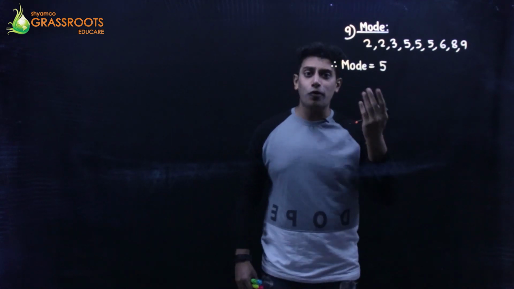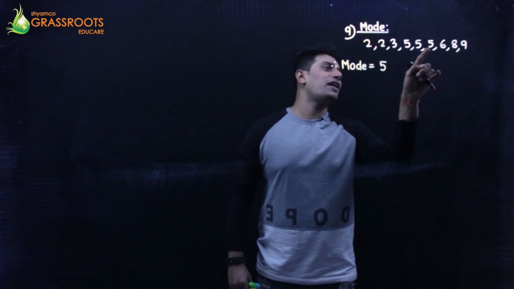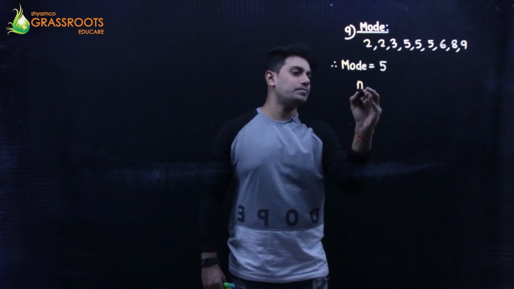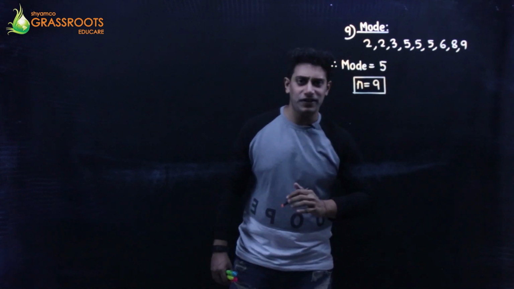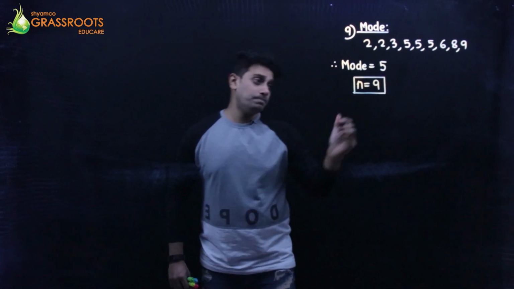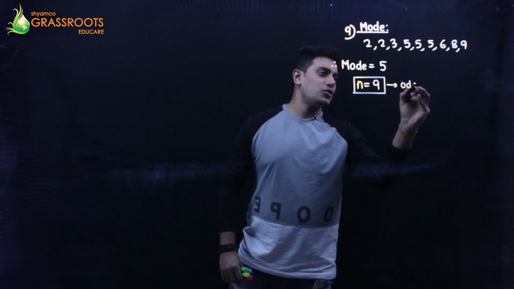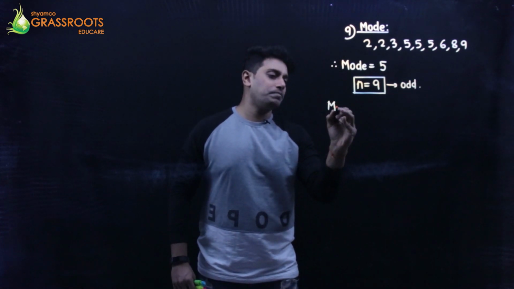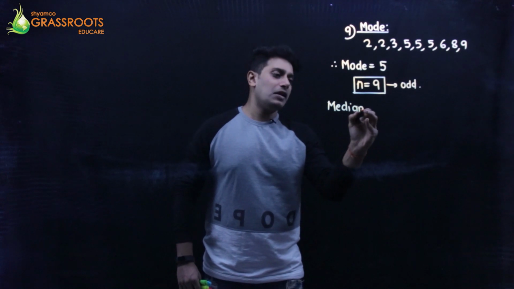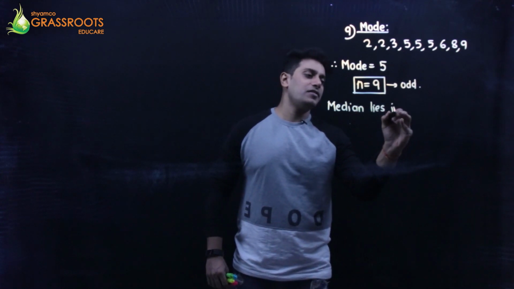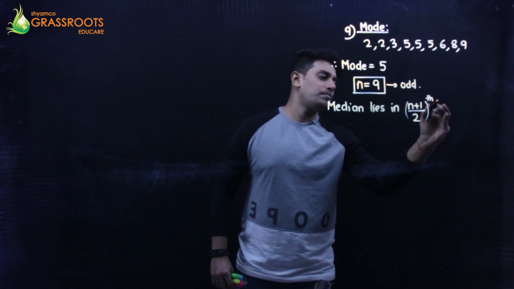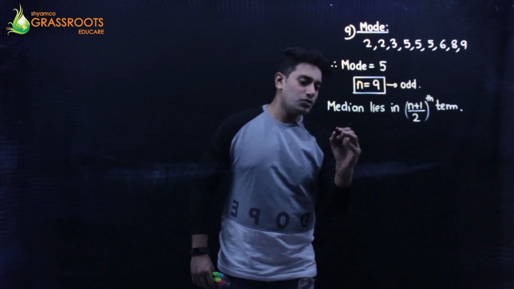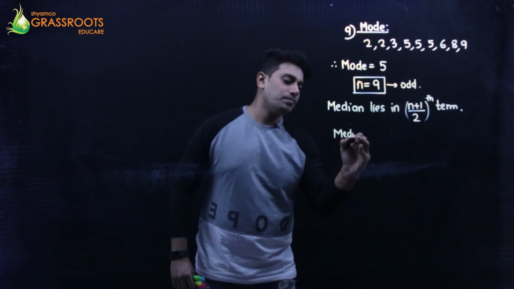Let's count the number of observations. 1, 2, 3, 4, 5, 6, 7, 8, 9. So the number of observations are 9 students. Perfect. Okay, it is odd. So if it is odd, we have a formula. Median lies in n plus 1 by 2th term. So this is the location, not the answer.